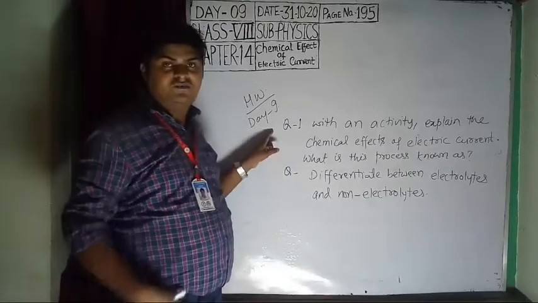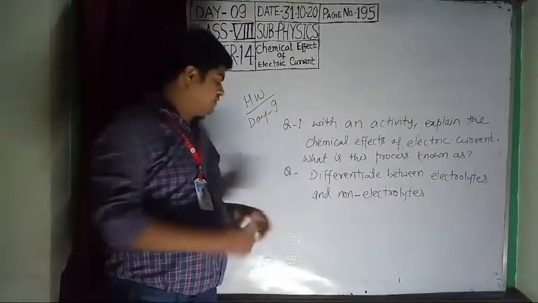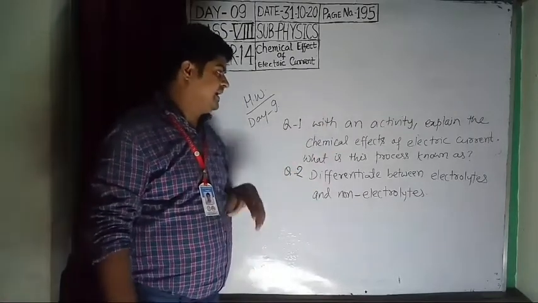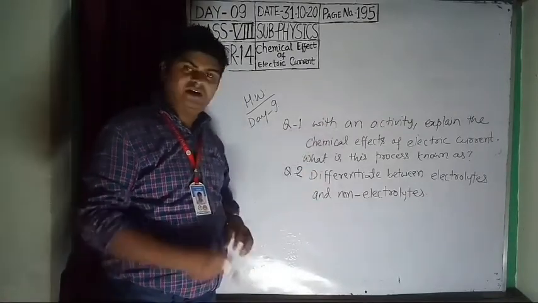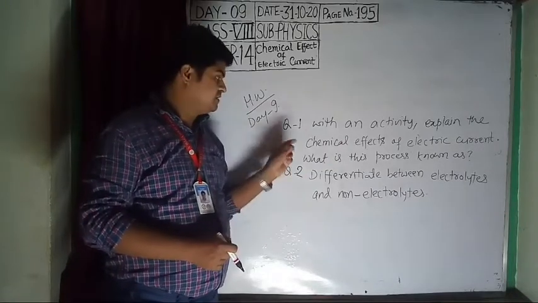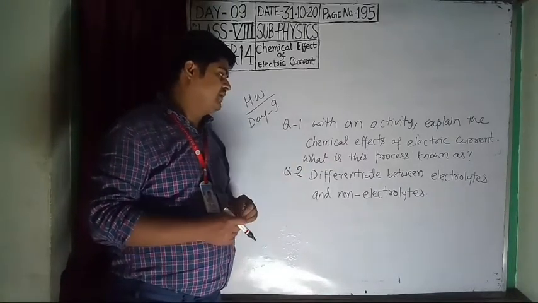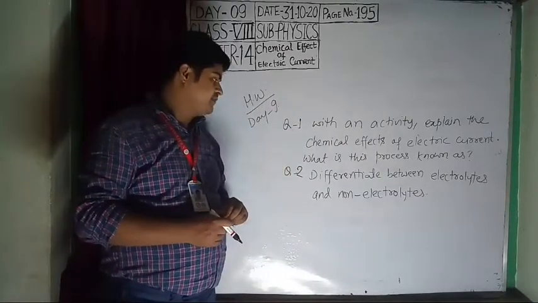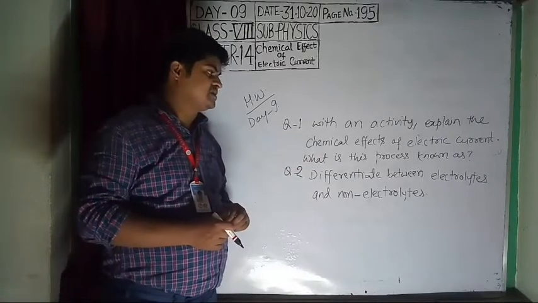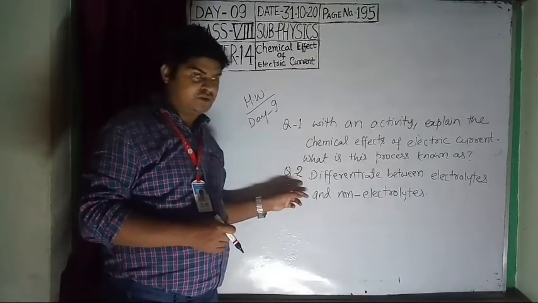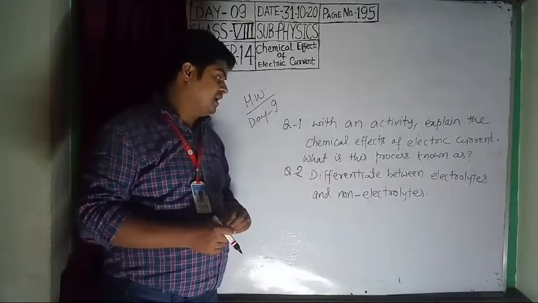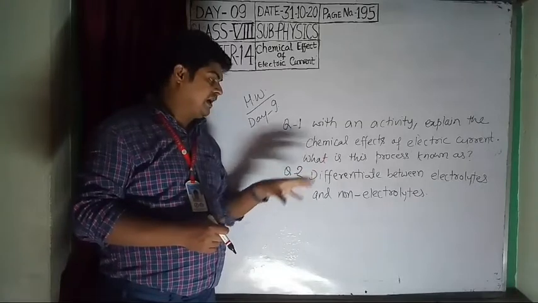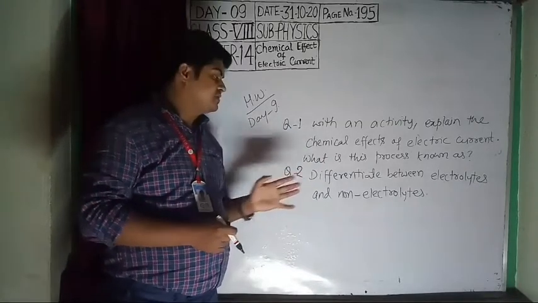Students, this is your homework for day 9. Today I have given two questions. Question number 1: with an activity, explain the chemical effect of electric current. That means you will show how you define the chemical effect of an electric current with an activity. Question number 2: differentiate between electrolytes and non-electrolytes.